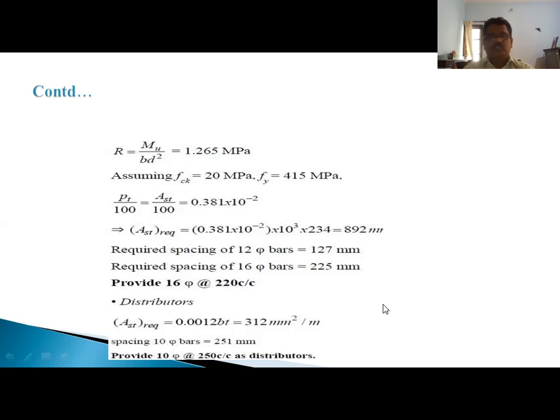Now it comes to the distribution steel. What is the area required for the distribution steel? That is 0.0012 BD, which is coming around 312 mm square per meter length. So by providing 10 mm dia bars, the spacing is coming around 251 mm. Hence, you can provide 10 mm dia at 250 mm center to center as distribution bars.